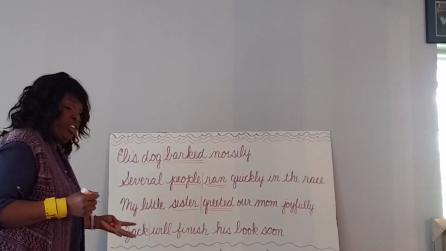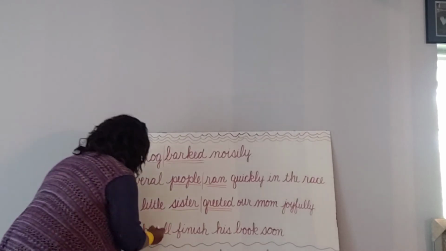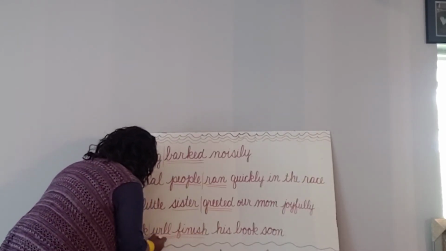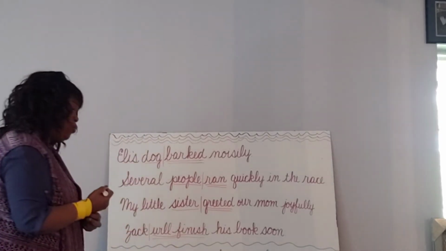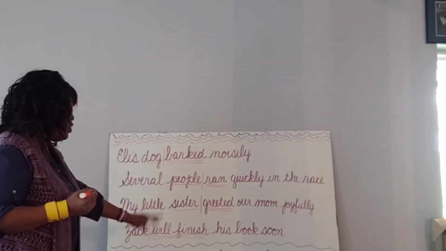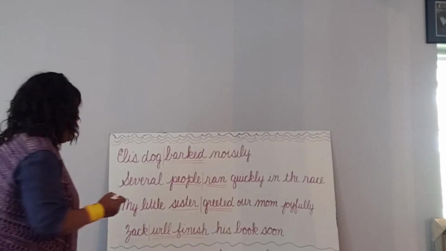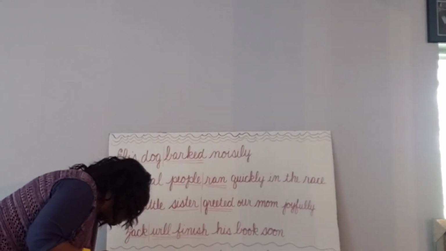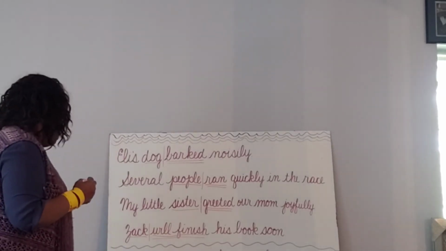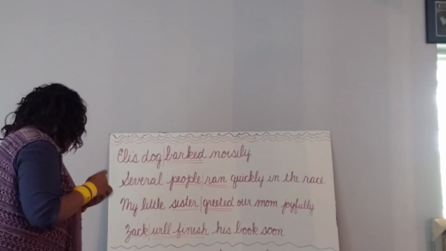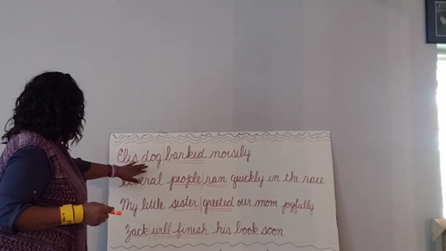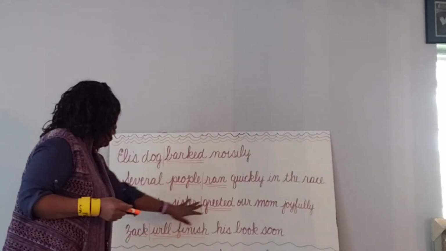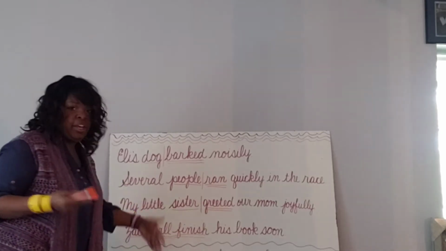what is the action? We already said finish, but we have 2 words here. Will finish. Will is a helping verb to go with our finish. Will finish. Who will finish? Zach will finish. So underline Zach once, underline will finish twice. Okay? So now we've got our subject and our verb for each sentence.